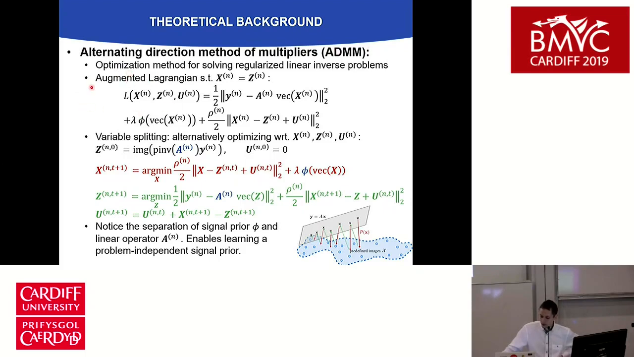ADMM is derived by taking the augmented Lagrangian of the previous objective and performing variable splitting. Given the three variables, we can optimize in just a single variable one at a time, and then we get these update rules. The colors correspond to the figure. The X update is red here and also red on the figure, and the Z and U updates can be treated as just one projection to the hyperplane. That's the green update. The thing to notice here is that the function phi is independent from the matrix A, and this will enable us to learn the function phi instead of predefining it.